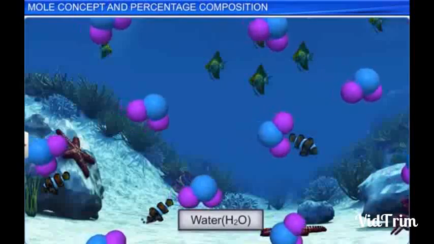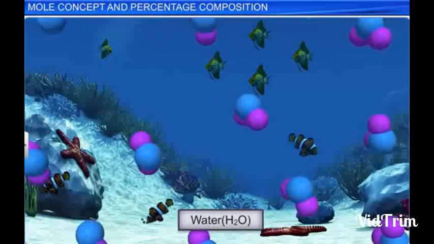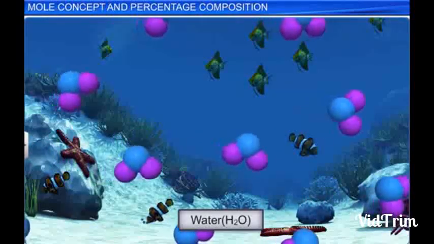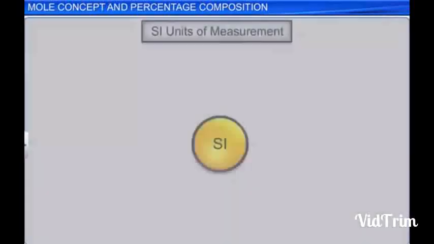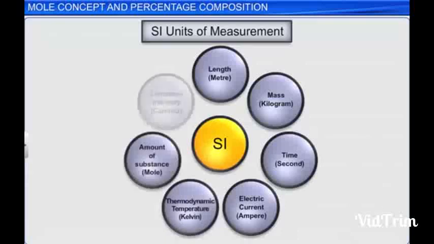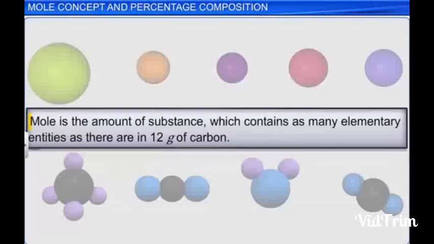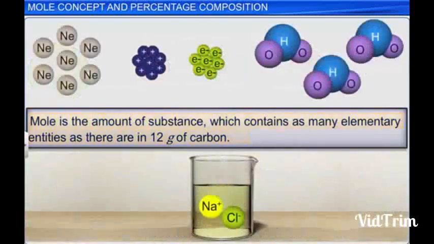When scientists were working with elements and compounds, they felt the need to have a unit of measurement to count entities at the microscopic level. Thus, the SI base unit, mole, was introduced. Mole is the amount of substance which contains as many elementary entities as there are in 12 grams of carbon. Elementary entities may be atoms, molecules, ions, electrons, or protons.